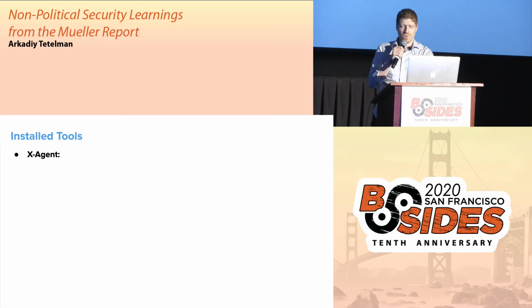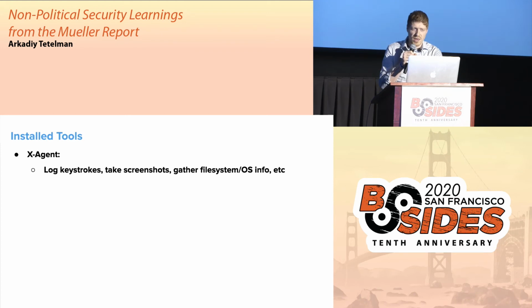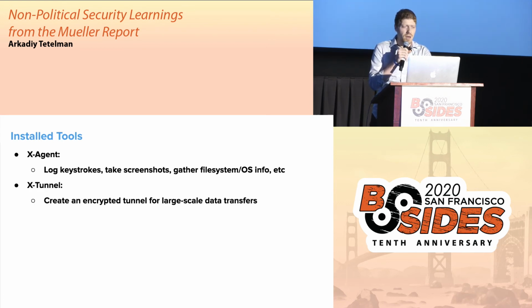So installed tools. Once they were on the network, what did they do? There were 4 tools called out in the report. The first one was called Xagent. It was a bespoke tool, not anything that you can find on the internet. They wrote it for this. It can log keystrokes, take screenshots, gather file system and operating system information, etc. The second bespoke tool that they installed was called Xtunnel. It was used for creating an encrypted tunnel for large-scale data transfer so that they could exfiltrate all of that data.